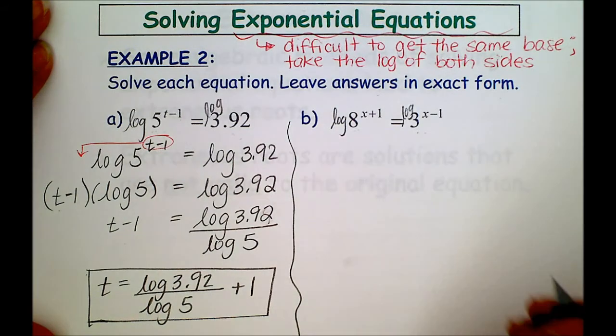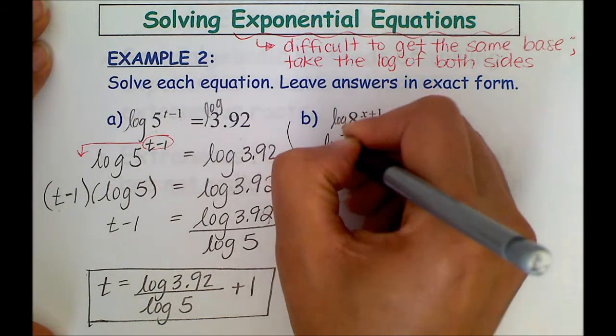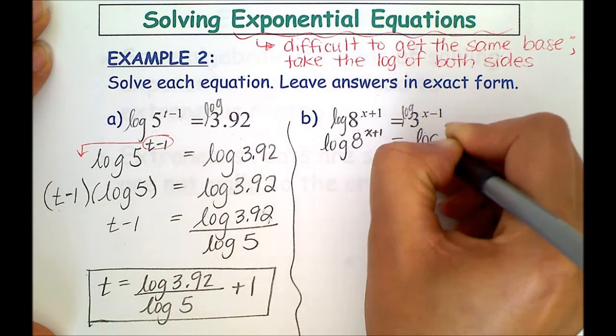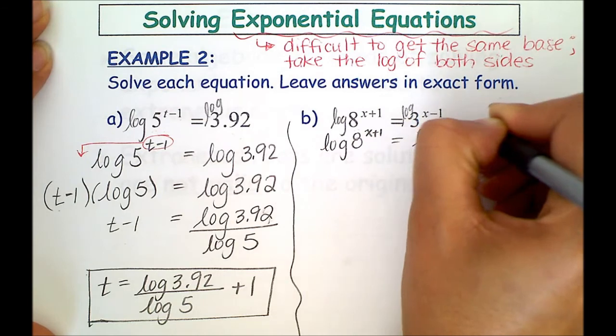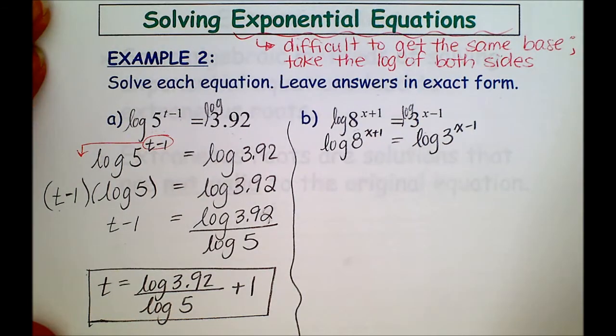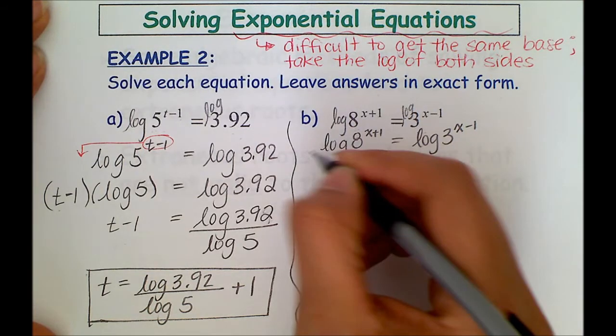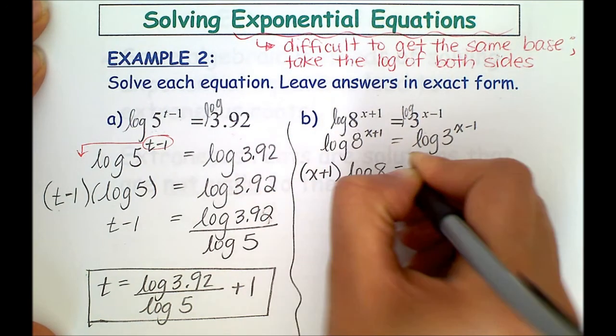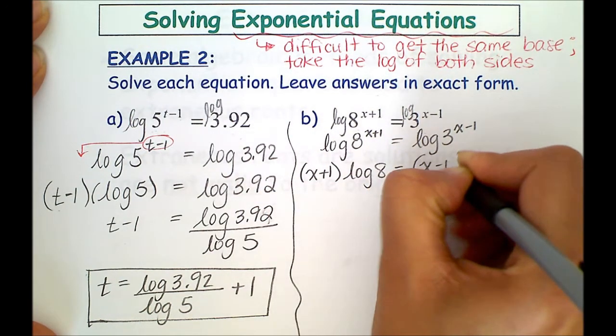And so I get log of 8 to the exponent x plus 1 equals log of 3 to the exponent x minus 1. And same idea again, I'm looking for x, so I want to try to bring that down, and I'm going to use the power law of logs to do that. So if I bring it down here, I get x plus 1 times the log of 8 equals x minus 1 times the log of 3.